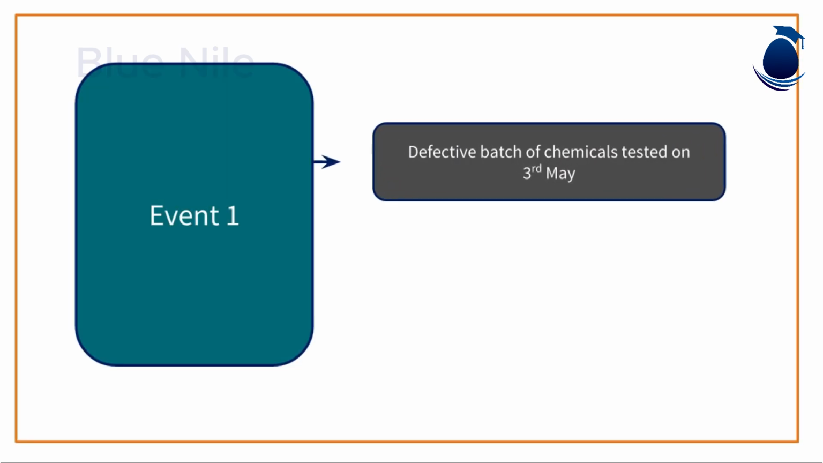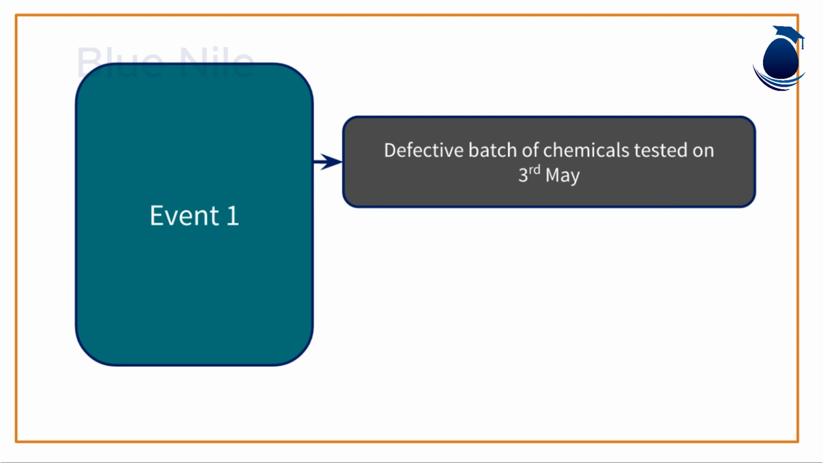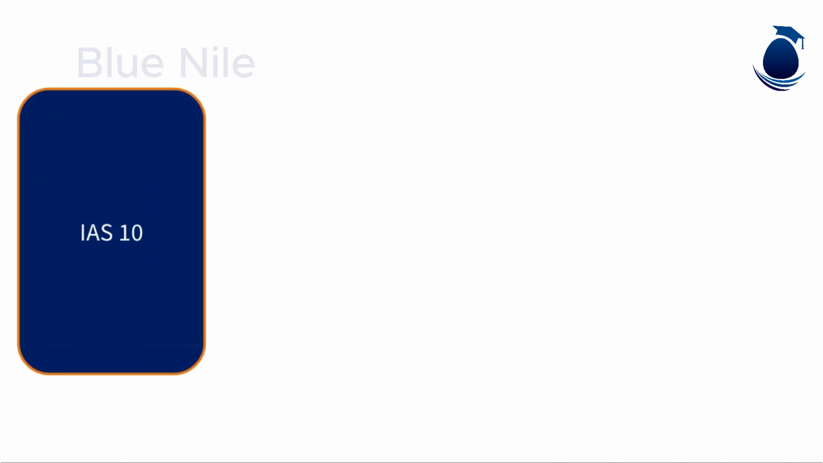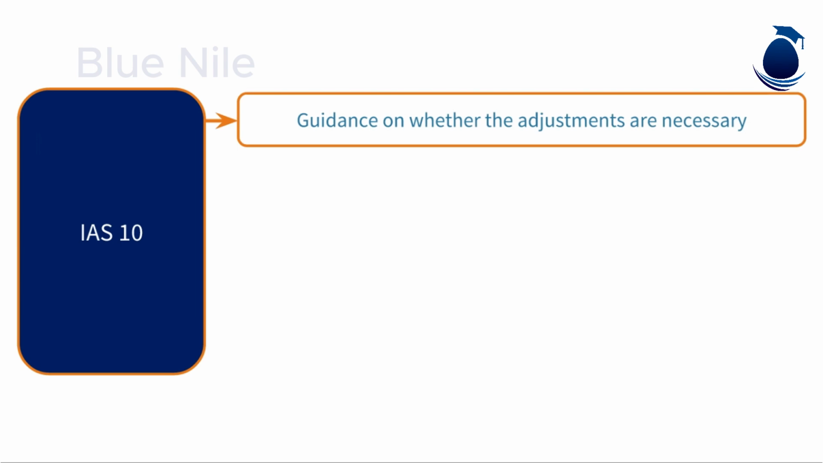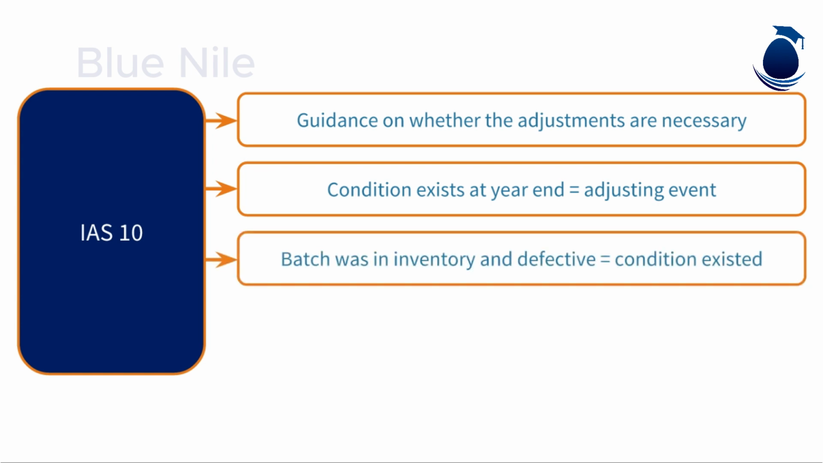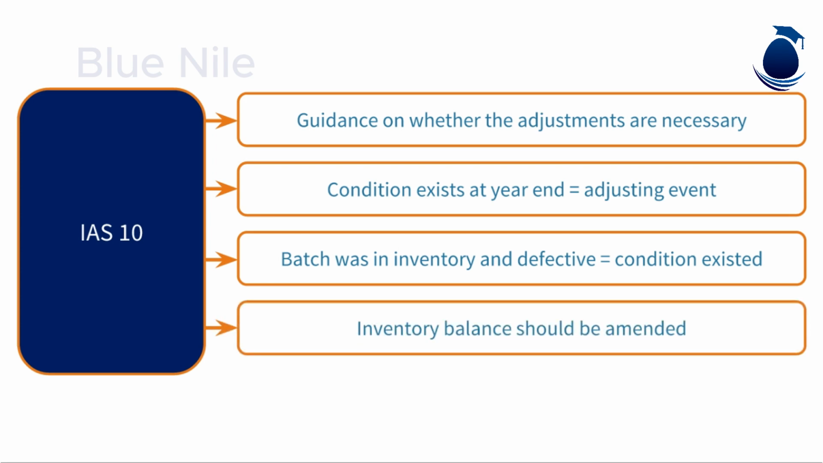Event 1 tells us a batch of chemicals were tested and found to be defective. The discovery was made on the 3rd of May, 3 days after the year end. It is clear that the batch was produced in April, and therefore the defective chemicals were included in the year-end inventory balance. IAS 10 gives guidance on whether adjustments are necessary in this type of situation. It clearly states that if a condition existed at the year end, then there should be an adjustment to the balance. In this case, the batch was in inventory at the year end, and so they were defective at that point, and the condition existed. Panda would therefore need to amend the inventory figure.